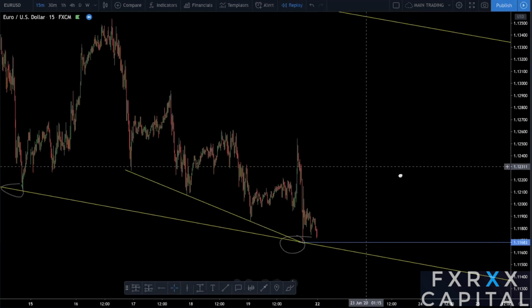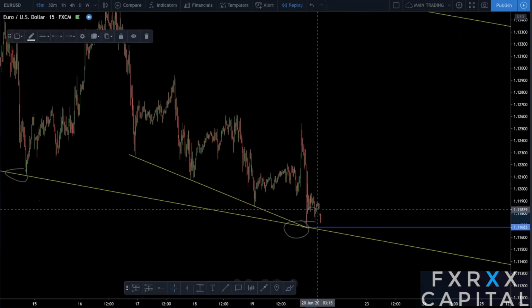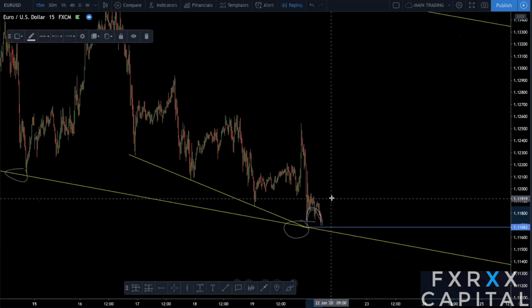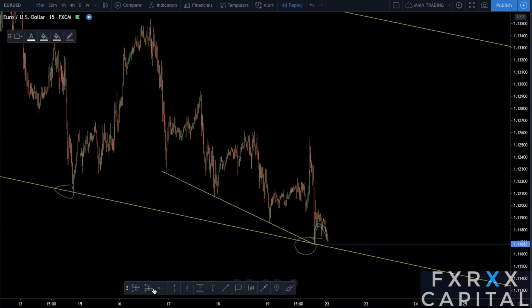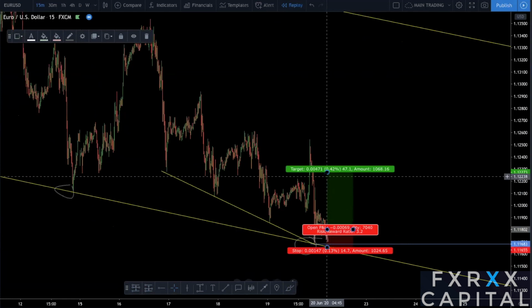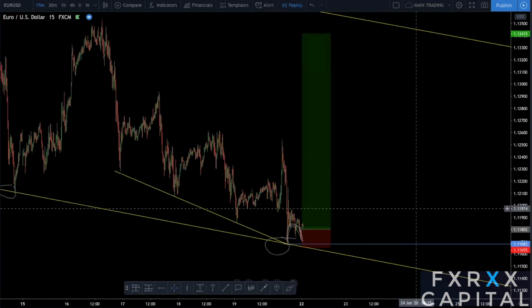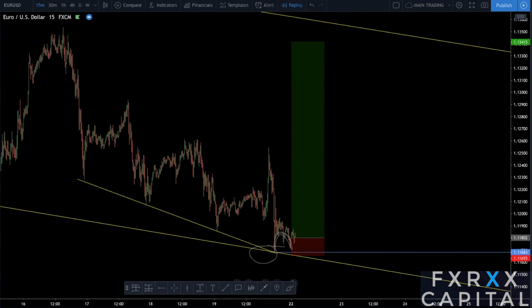So price starts to show, if you can see here, a double bottom, some sort of up double bottom. So we buy the position here. Okay, then price moves. Okay, price moves.